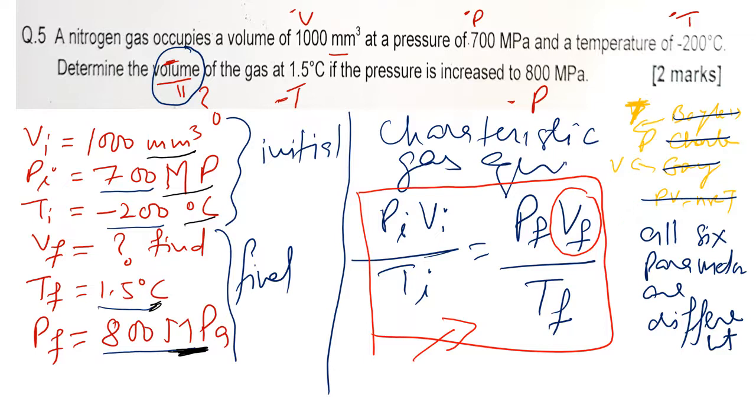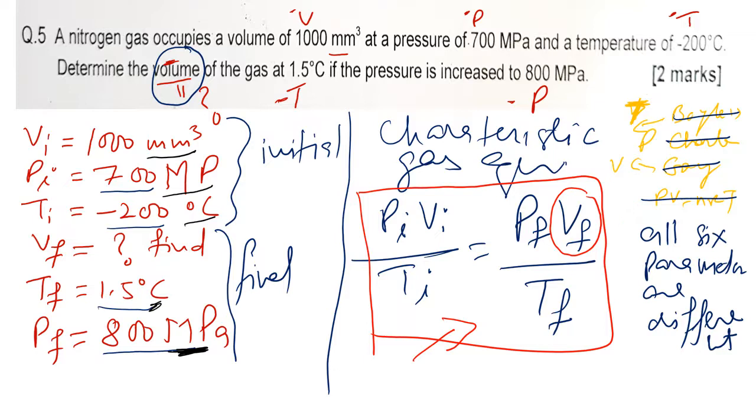So here the initial volume is given. This is 1000 in the unit of millimeter cube, and the initial pressure is given. This is 700 megapascal. This is capital M, the megapascal, not the small m. So I can delete this. So here this is the capital M, so this is megapascal, not the small m. So it is a megapascal, and the initial temperature is given.